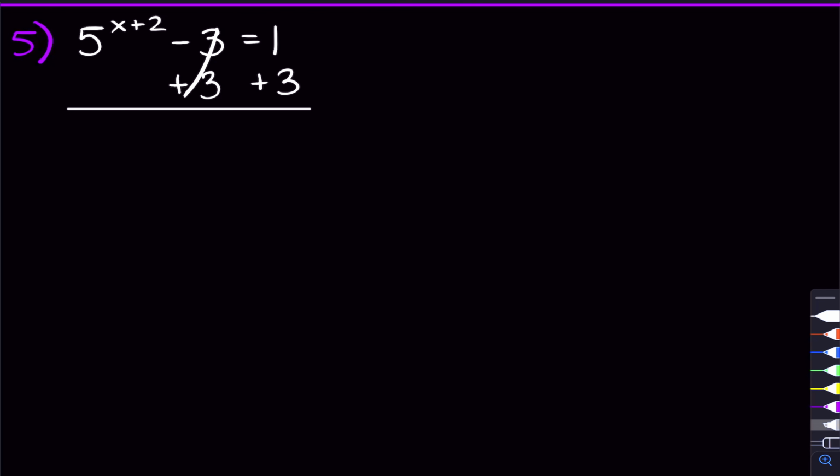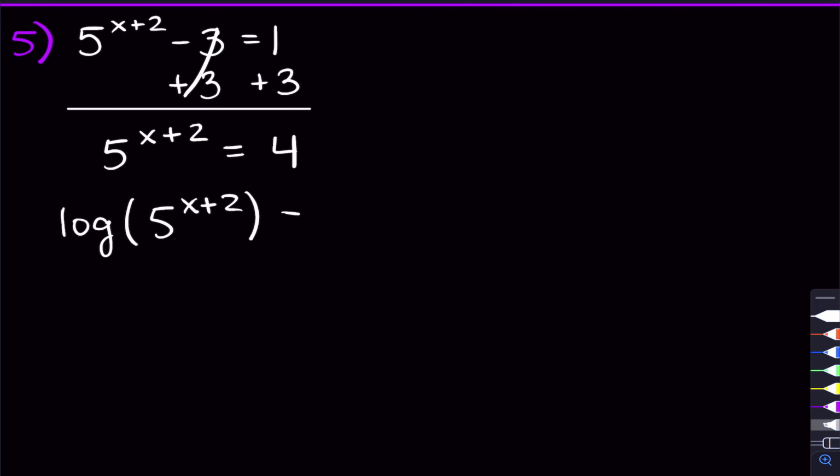Once we do that, we have something that's a lot closer to what we've been seeing. This is going to be 5 to the x plus 2 is equal to 4. And now let's check, can we get common bases here? Well, no. Between a 5 and a 4, definitely not. So now we're going to take the log of both sides. So we have log of 5 to the x plus 2 is equal to log of 4.